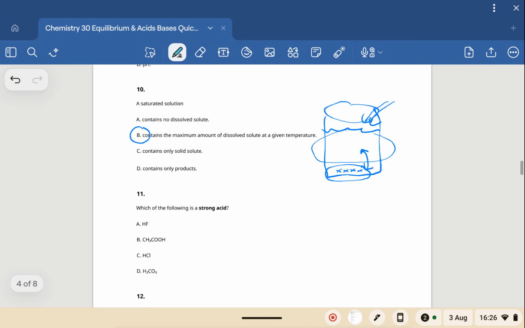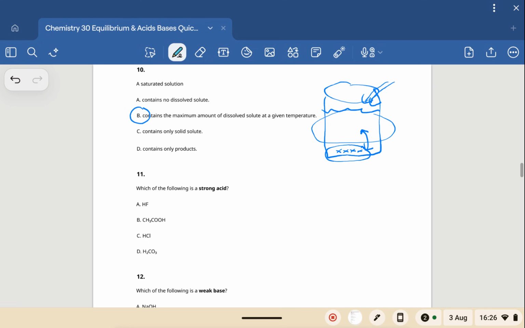Number 11, which of the following is a strong acid? For number 11, just look at your acids table in your data booklet, and whatever is above the gray line is your strong acid.